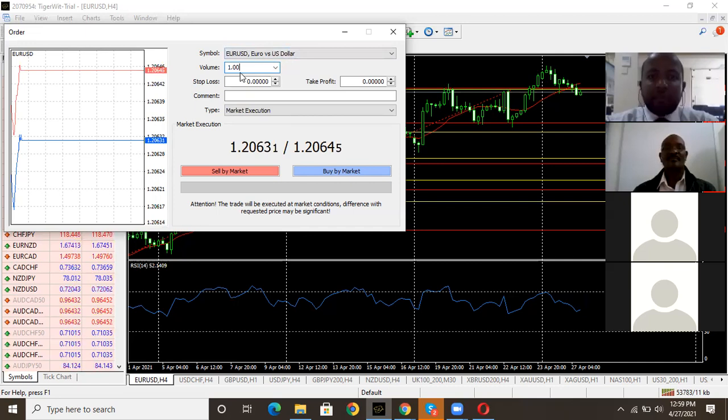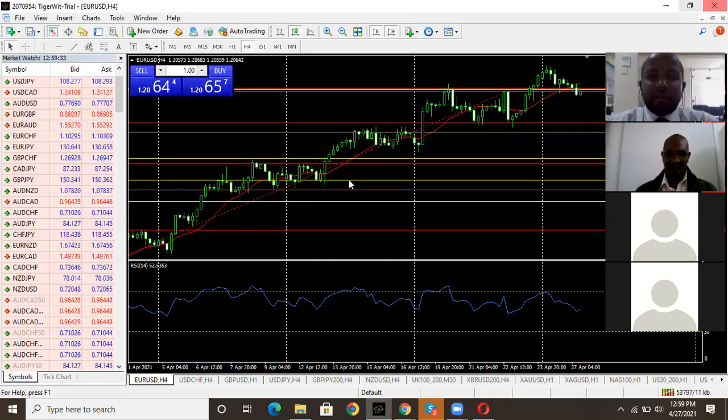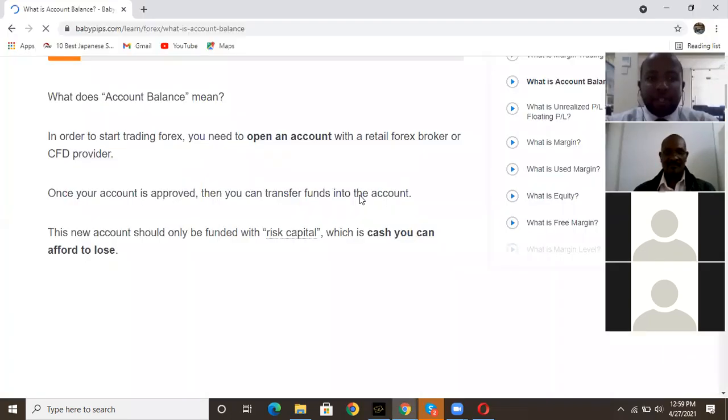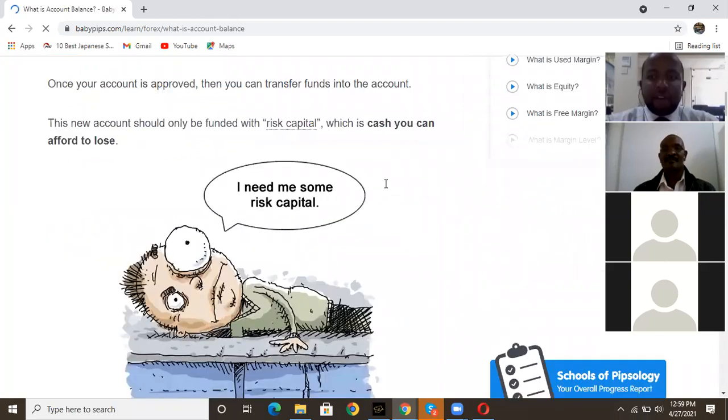The reason is because they don't understand margin. And this is what it's all about. If I have 1,000, I should risk a small amount, say 100 or $50. So if I'm doing 0.01 or 0.02, I'm risking money I can afford to lose.